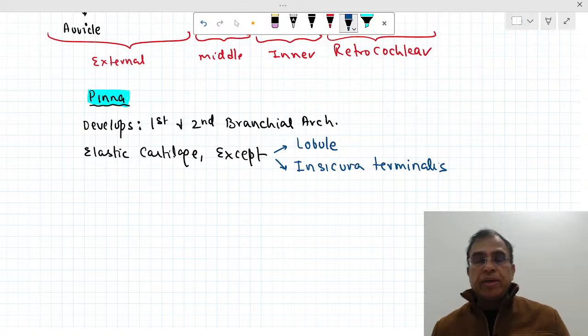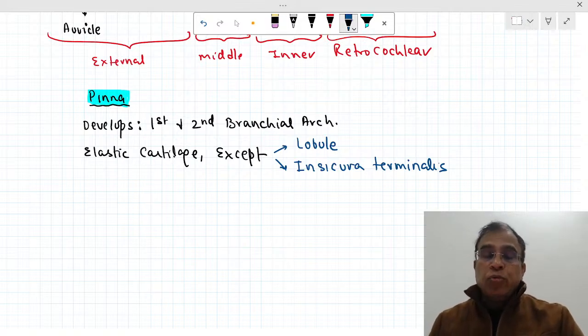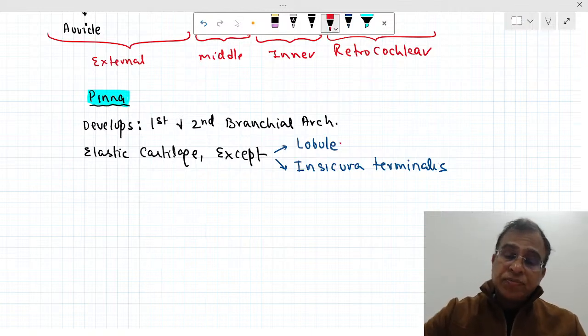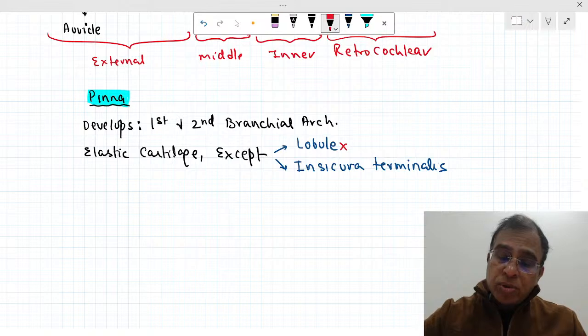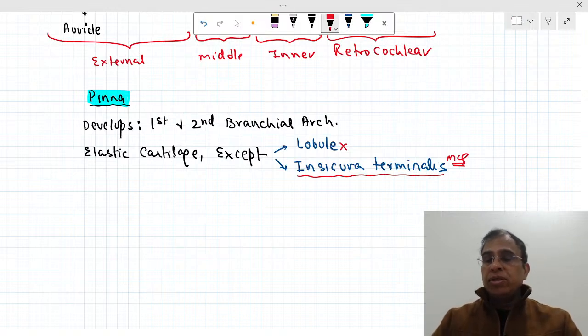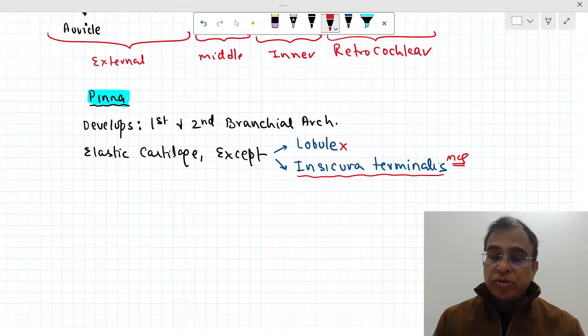These are the two parts of the pinna that do not have cartilage: the lobule and the incisura terminalis. Whenever they ask which of the following parts of the pinna does not have cartilage, and they give you four choices, lobule is never given in the choices. They always ask you about incisura terminalis. Why? So this becomes an MCQ. Incisura terminalis is a part of the pinna that does not have cartilage, so it becomes an MCQ. But why is this so important, and why do they never talk about lobule?